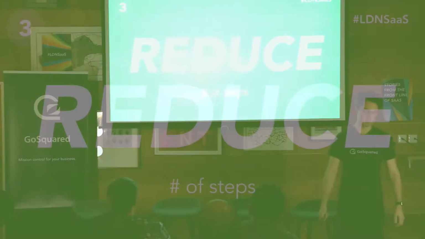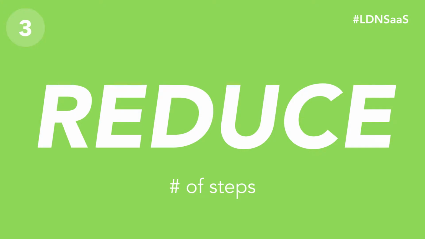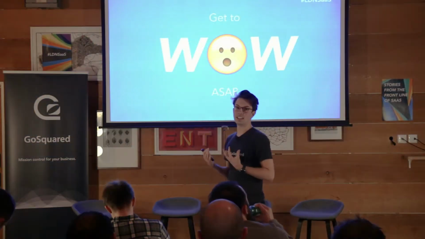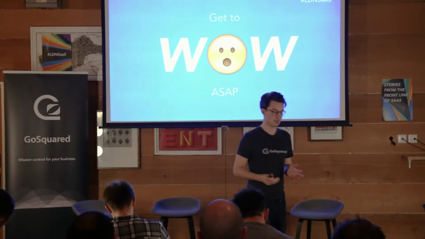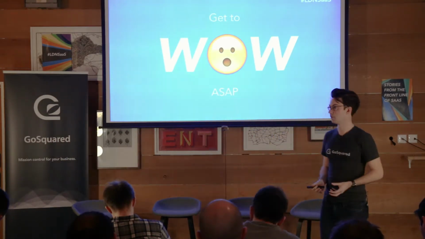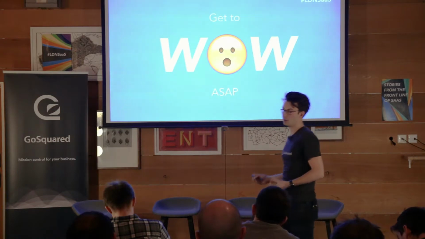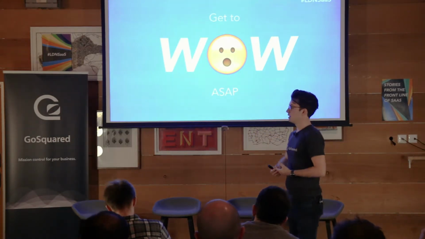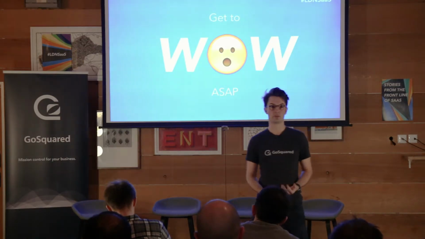Step 3, reduce the number of steps, trying to cut down all those barriers. If you can get to wow as soon as possible, think about your product and the ideally as great an experience as you can think of in your product. For instance, for GoSquared, it's seeing data in your account, seeing users showing up. Getting people to that as quickly as possible is critical.